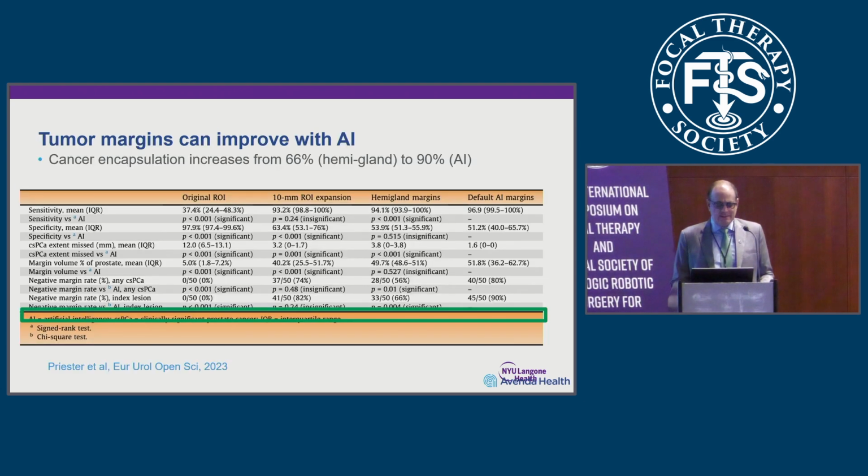They've shown that, although this didn't transmit well, when you use this approach, the negative margin rate with a 10 millimeter margin in their whole mount studies was about 80%, hemigland margin was about 2/3, and default AI margin was about 90%. So there's potential to improve margins.